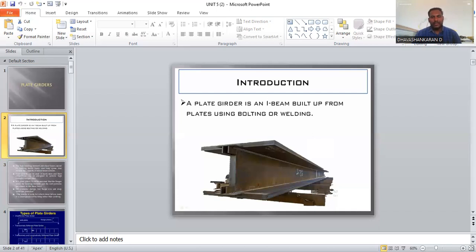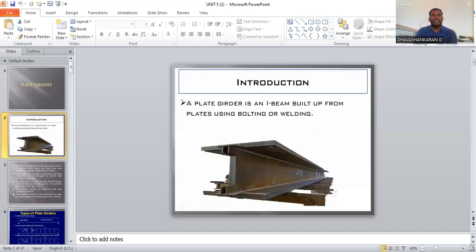Again, the stiffeners can be classified into the following types. First is the intermediate stiffener, next the load carrying stiffener, then the bearing stiffener, torsion stiffener, diagonal stiffener, and tension stiffener. These kinds of stiffeners are used in industrial structures. So these are the different types of stiffeners.